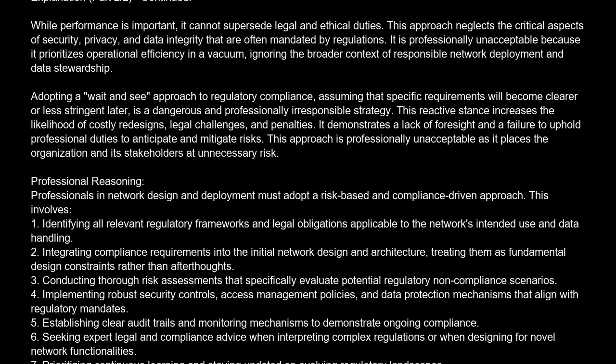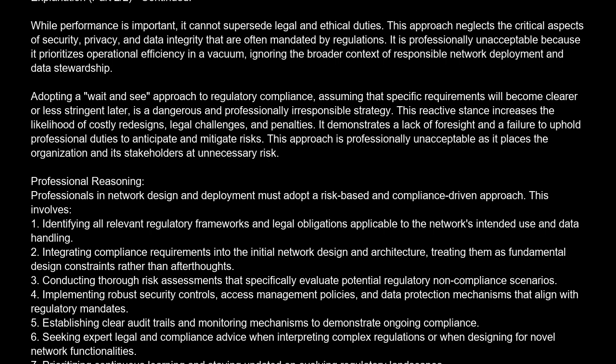Professional reasoning. Professionals in network design and deployment must adopt a risk-based and compliance-driven approach. This involves: 1. Identifying all relevant regulatory frameworks and legal obligations applicable to the network's intended use and data handling. 2. Integrating compliance requirements into the initial network design and architecture, treating them as fundamental design constraints rather than afterthoughts. 3. Conducting thorough risk assessments that specifically evaluate potential regulatory noncompliance scenarios.